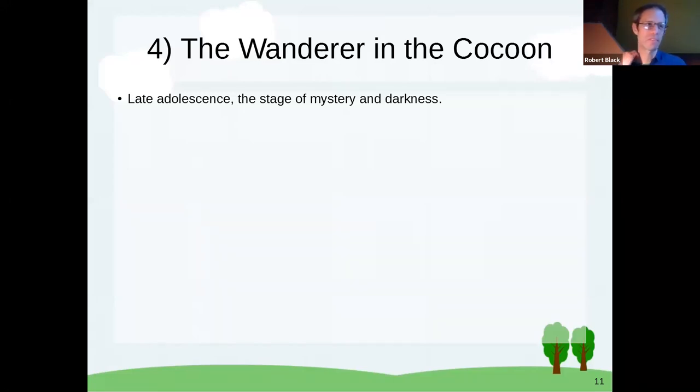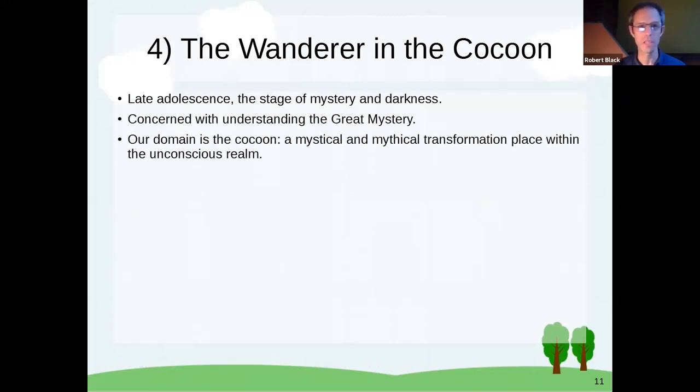So late adolescence, if you think about it, quite a few young people are starting to wear dark things at this time. Quite a few people are drawn to darkness, going out at night time even. It doesn't have to be that literal, but different people find their different ways to it. So we're concerned with understanding the great mystery. Lots of wonder in terms of exploring the world in a more internal, almost esoteric way, or a slightly deeper way, you could say.